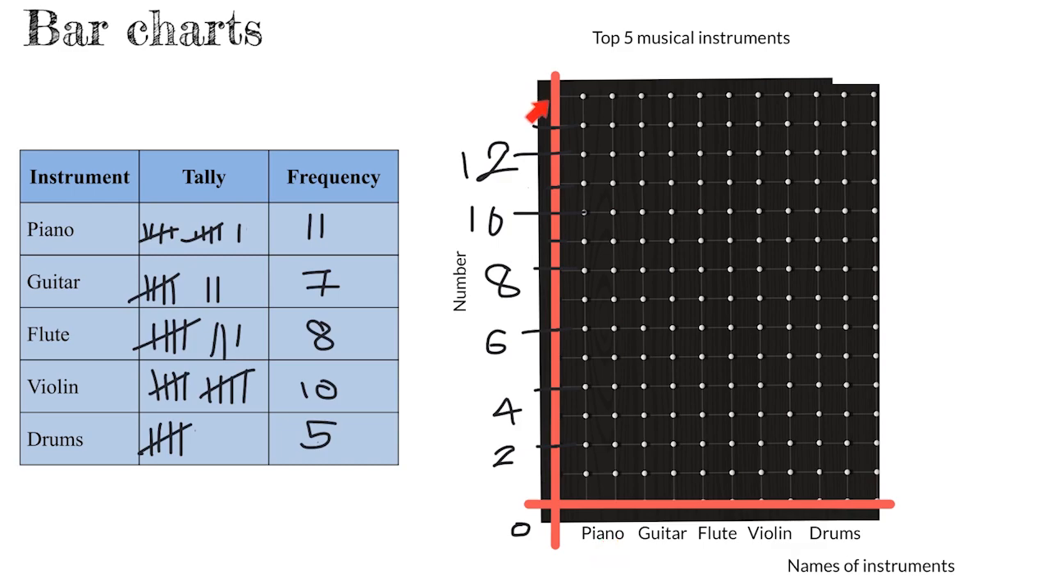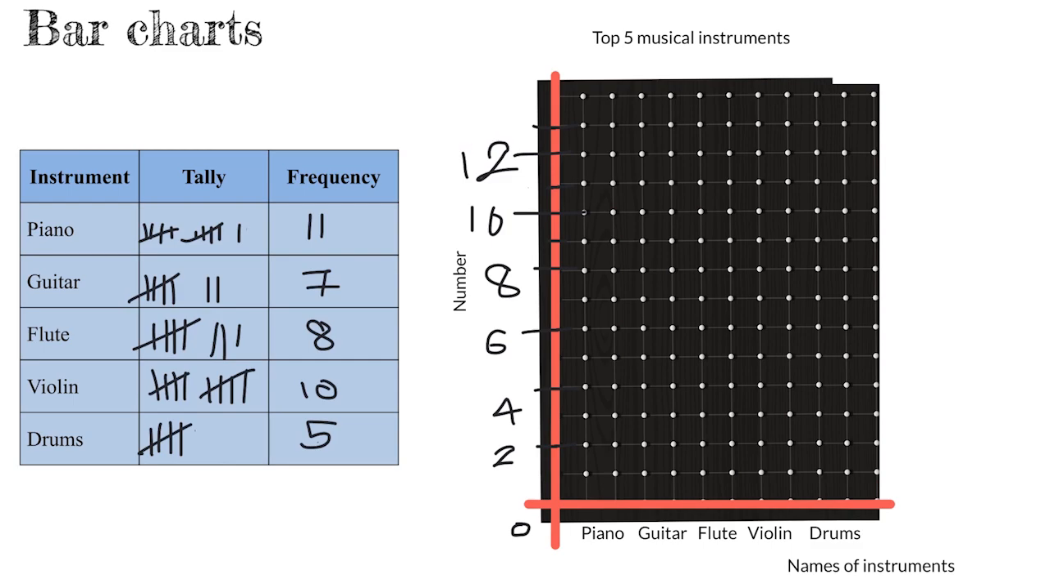Remember, the vertical axis and the horizontal axis always intersect. We always have to start our vertical axis at 0. Now, what do you notice about the vertical axis? What do you notice about these numbers? These numbers are in intervals of 2. We have 0, 2, 4, 6, 8, 10, and 12.